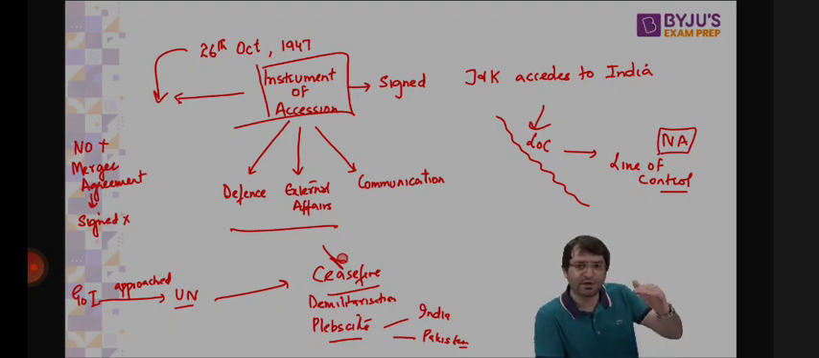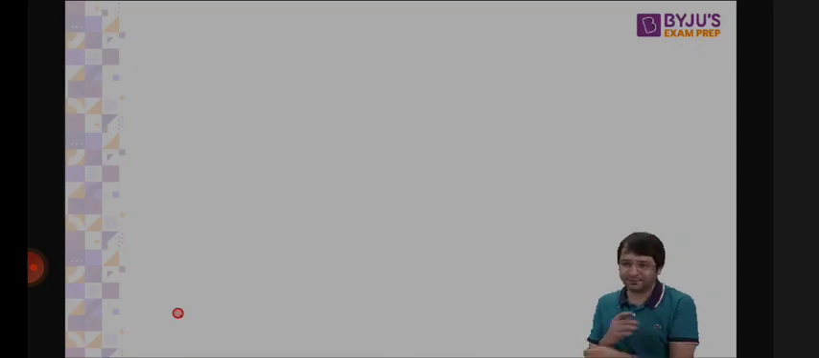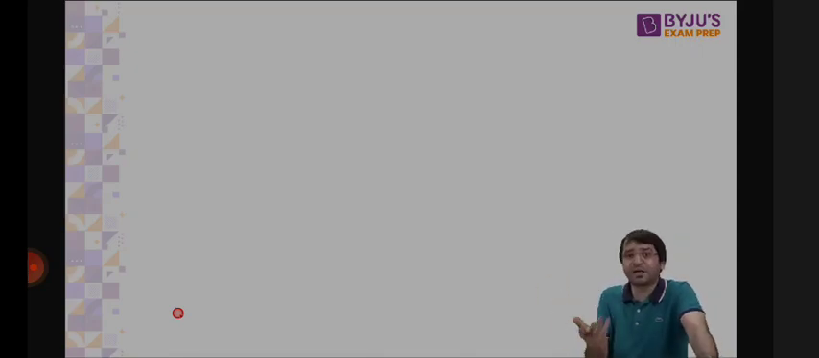When this plebiscite could not take place, the government of India also realized that we made a mistake in approaching the United Nations. We never thought that the United Nations would take the side of Pakistan. It should have condemned Pakistan because Pakistan was the aggressor. It sent its army, its troops to Jammu and Kashmir.